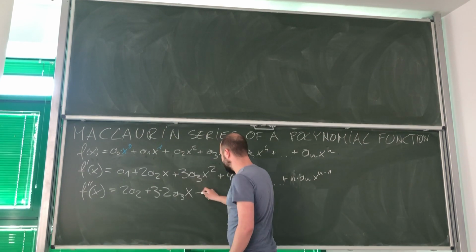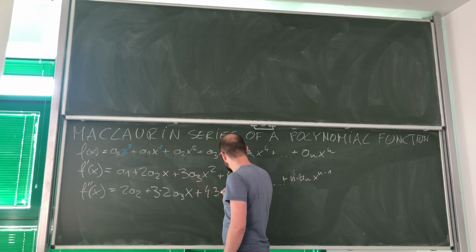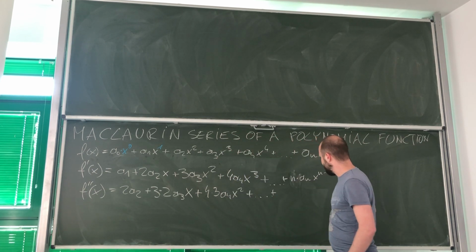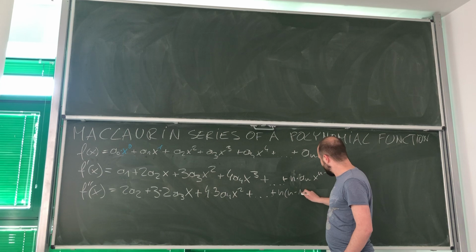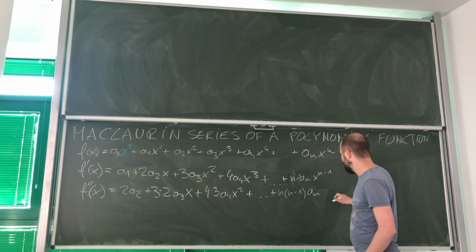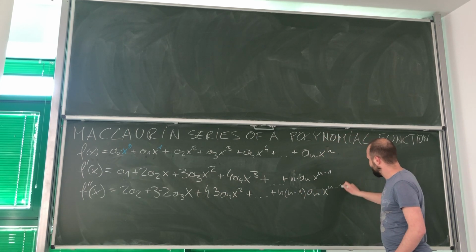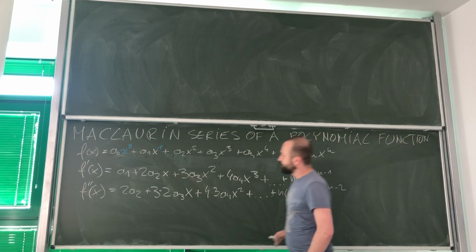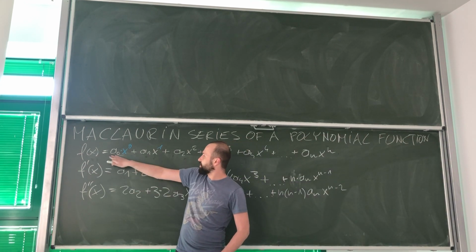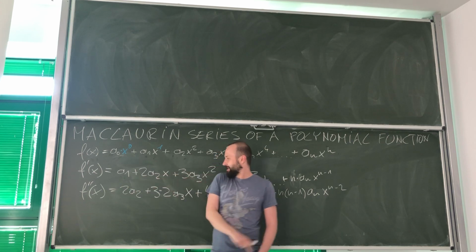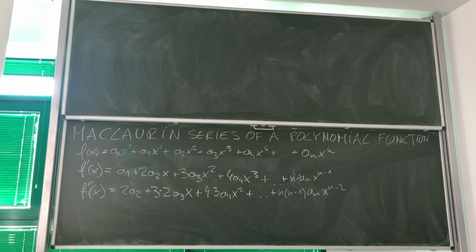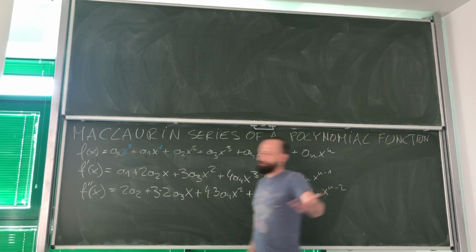And what do we have over here? We've got 4 times 3 a4 x squared plus, and the last element would be n times (n minus 1) times an x^(n minus 2). Okay, so I hope you see that with two differentiations, we've actually lost two coefficients. First a0, then a1. Of course, now that we're going to calculate the third derivative, we should lose one more.